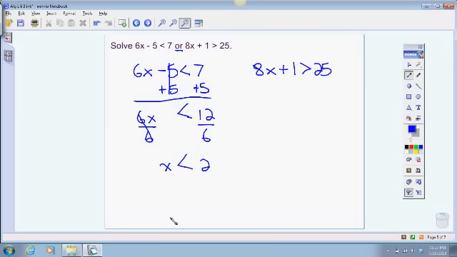So make sure you bring down your x and the inequality symbol. Again, before I did that, I should have asked myself, did I multiply or divide by a negative number? No, it was a positive 6, so we can bring our inequality straight down. Then you go to the second inequality.